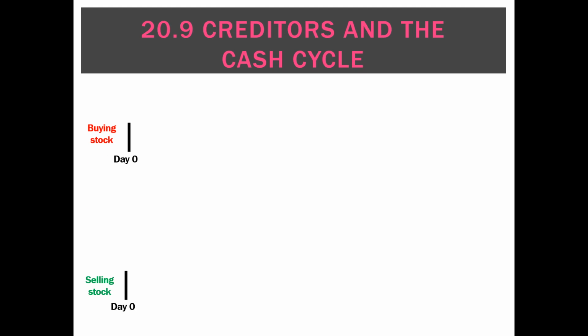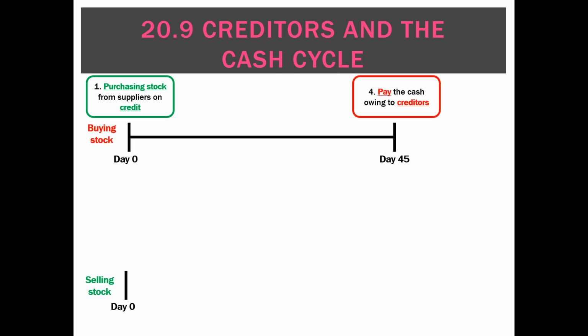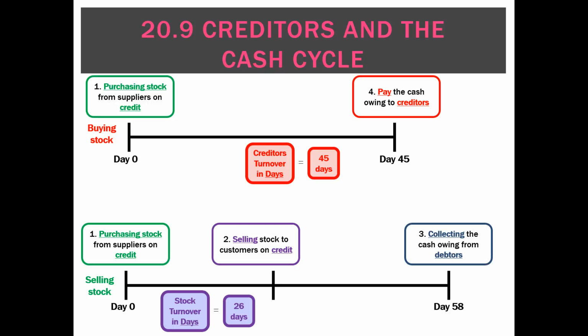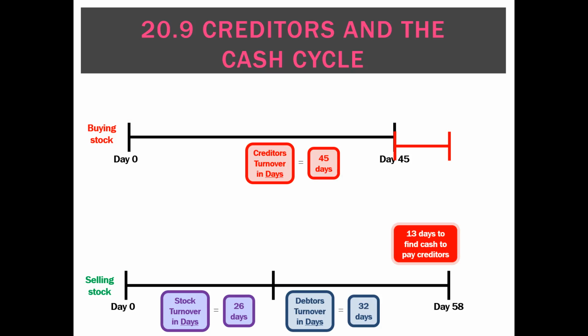So looking at that, buying stock on day 0, on average we were paying for that on day 45, and the problem is we don't have the money from that stock to pay for it by day 45. We're going to need to find the money from somewhere else. And the reason is that whilst our creditors turnover is 45 days, the time it takes to sell stock on average is 26 days, and then the time it takes to get that money from debtors is 32 days. We won't have the money for another 13 days after we pay our creditors back on average. So the problem there is for 13 days we need to pay creditors back and we don't have the money from the stock that we owe them for. So we're going to have to find the money from somewhere else.